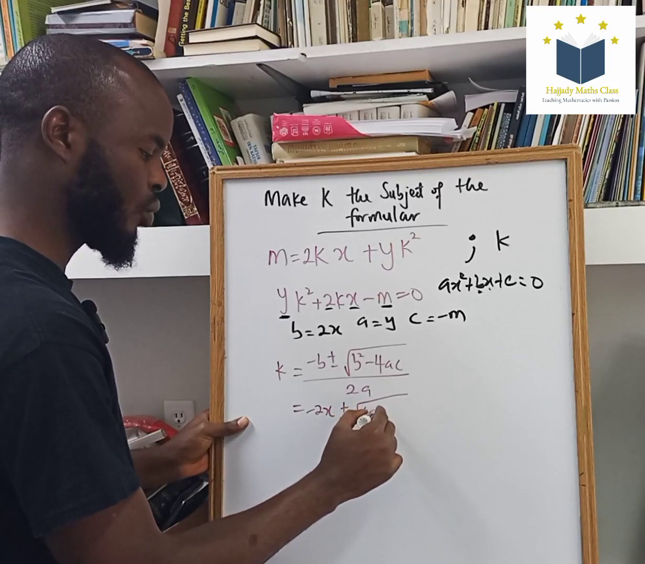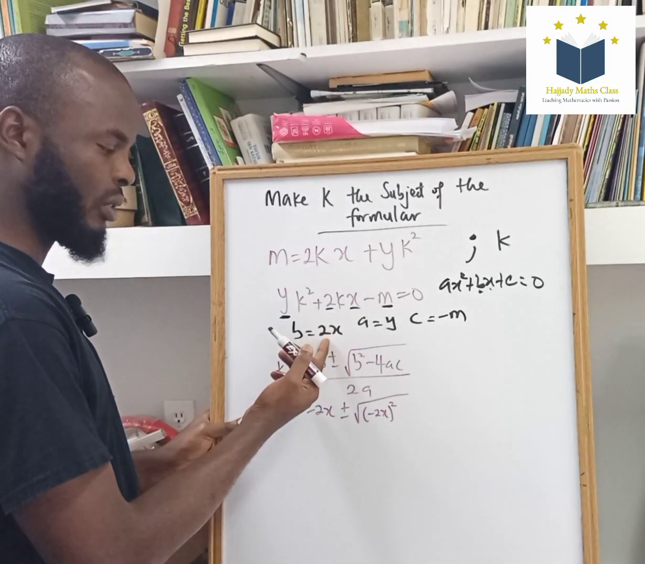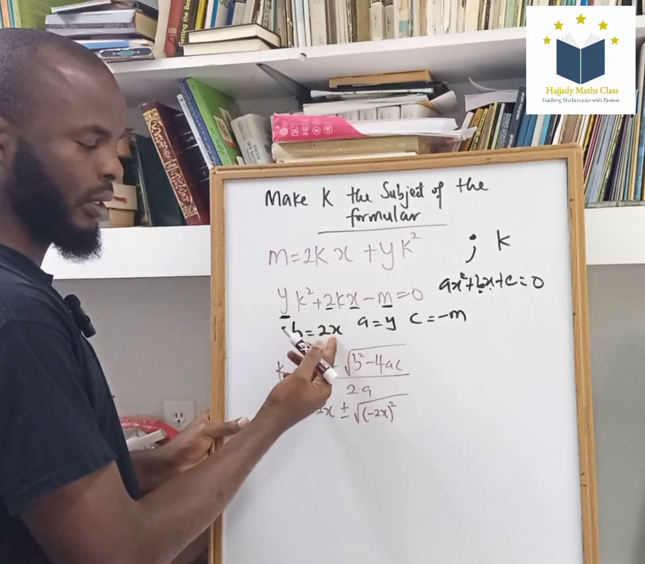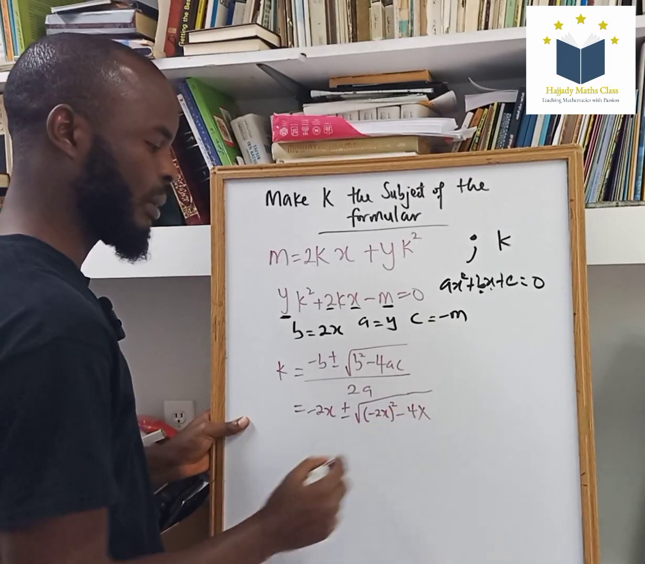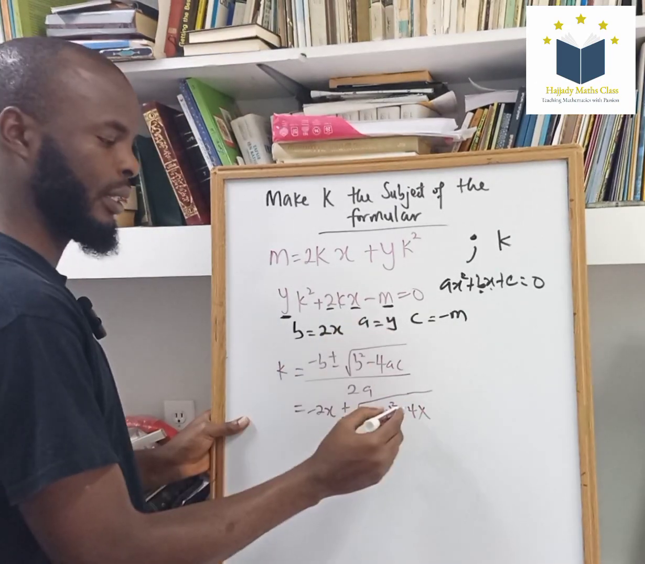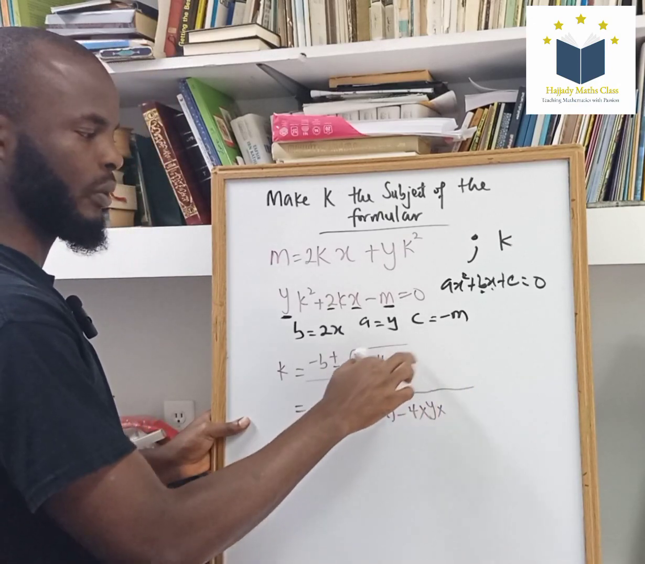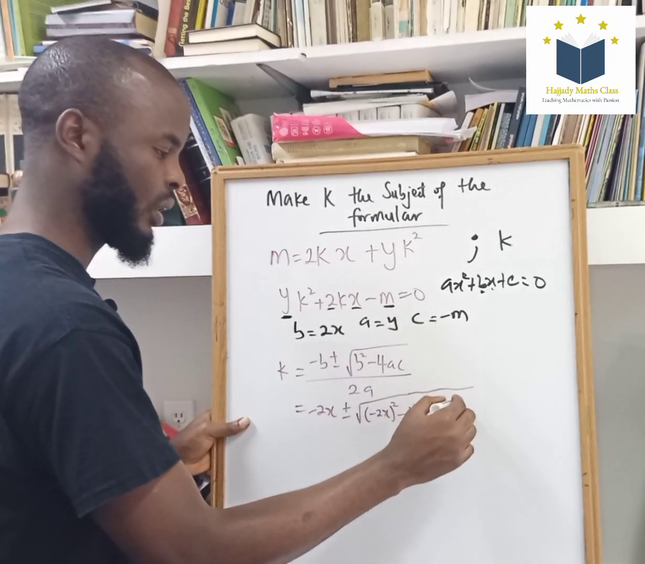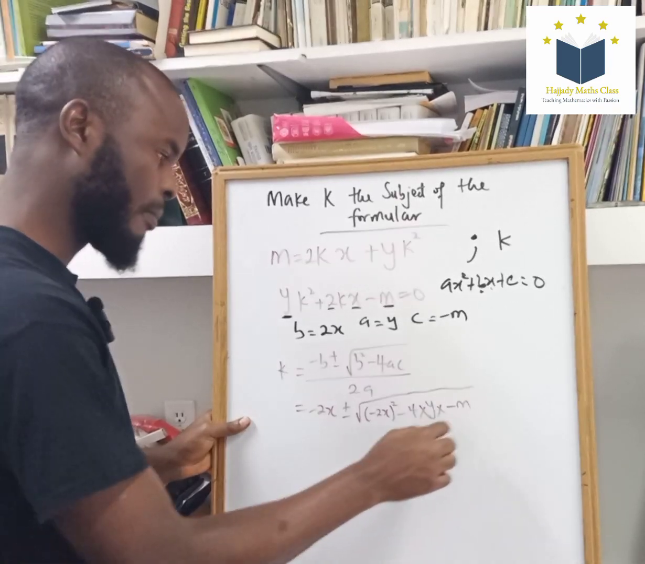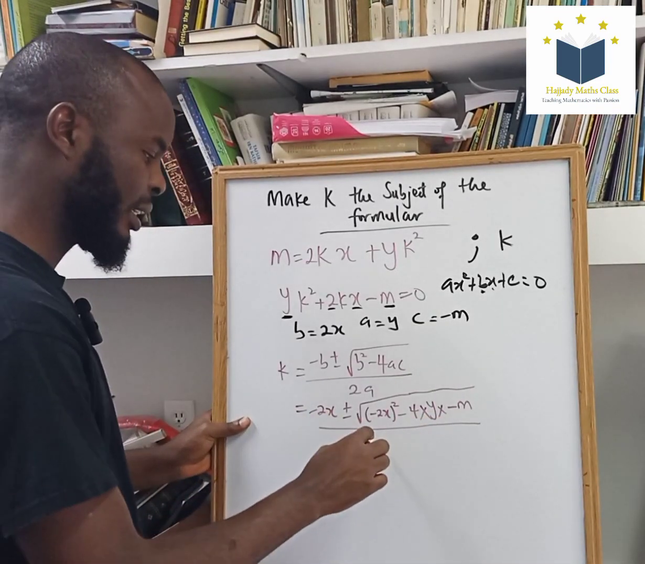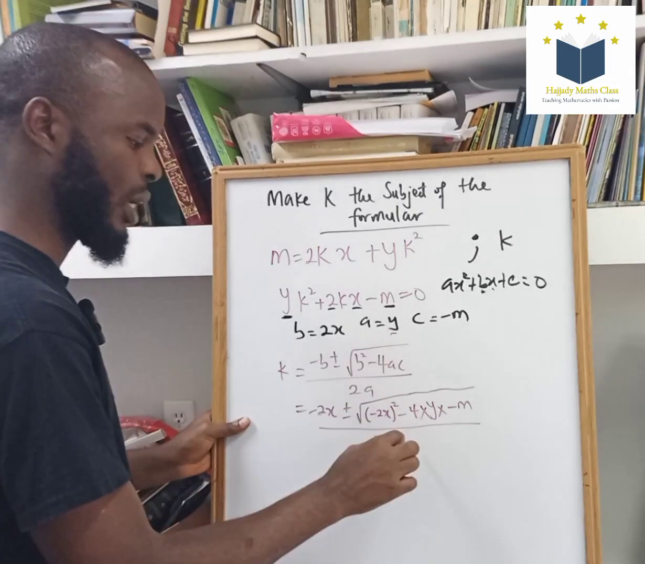So we're going to have minus b, which is negative 2x, plus or minus root b squared, which is negative 2x all squared. We plug in the value of b into this, minus 4 multiplied by my a, which is y, multiplied by my c, which is negative m. Dividing everything by 2 multiplied by a, which is the same thing as y.